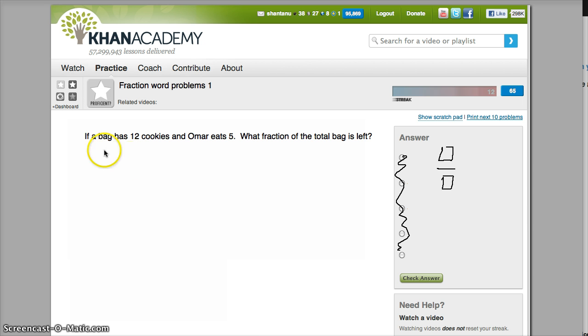Another one could be something like, I'm not sure why I keep putting food examples. Maybe I'm hungry. If a bag has 12 cookies and Omar eats 5, what fraction of the total bag is left? And obviously that would be 7/12. Maybe even make it simpler: what fraction of the total bag was eaten? So it's literally just drawing this out as a fraction. That could be another type of problem.